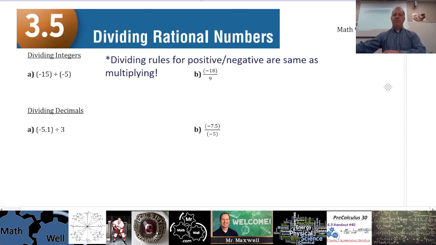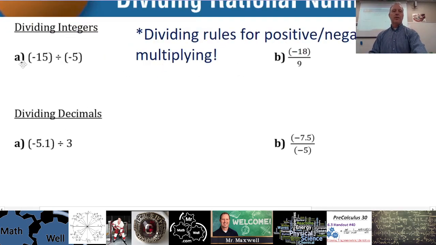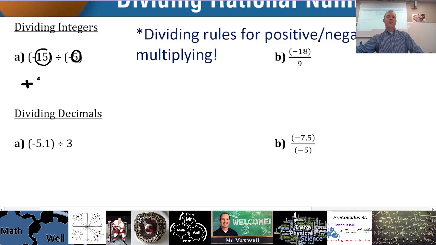All right. Negative 15 divided by negative 5. We'll zoom in on this first example here. What's the result going to be? Is it going to be positive or negative, do you think? Yeah, it's going to be positive. Good. And then what we do is we simply take the first number divided by the second number, and that's pretty easy. 15 divided by 5 is?